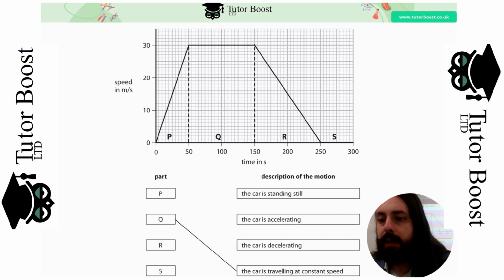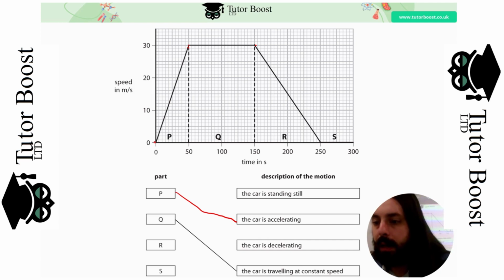So now we have another exam question. Please stop the video if you want to attempt answering it yourself. For part P, we can see how the object is going from 0 to 30 in 50 seconds. So the car is changing its velocity over time, so therefore it is accelerating, and you're correct, it's at a constant rate. For Q, the car is traveling at a constant speed, it's not changing speed, it's going at 30 from 50 seconds to 150 seconds, so that's already done for us.